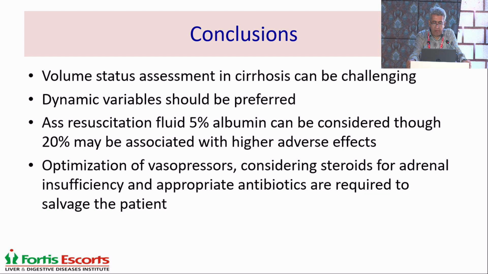20% albumin may have higher adverse effects. The value of 20% albumin to prevent infections beyond resuscitation may be questionable because of increased toxicity and side effects. The optimization of vasopressors should be done, and noradrenaline is the first choice, adding vasopressin if required. Consider steroids for adrenal insufficiency. Take a sample of cortisol and give a shot of hydrocortisone if you suspect it and the patient is not responding and is on high dose vasopressors.